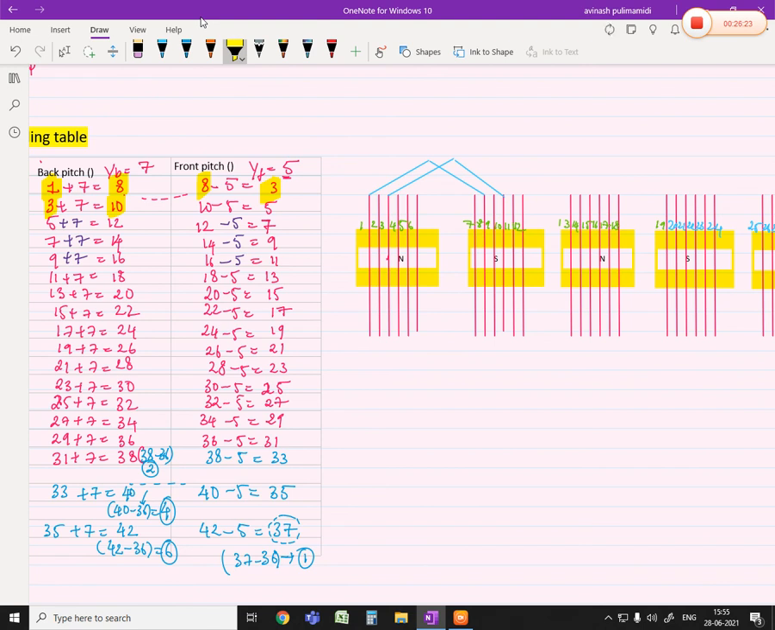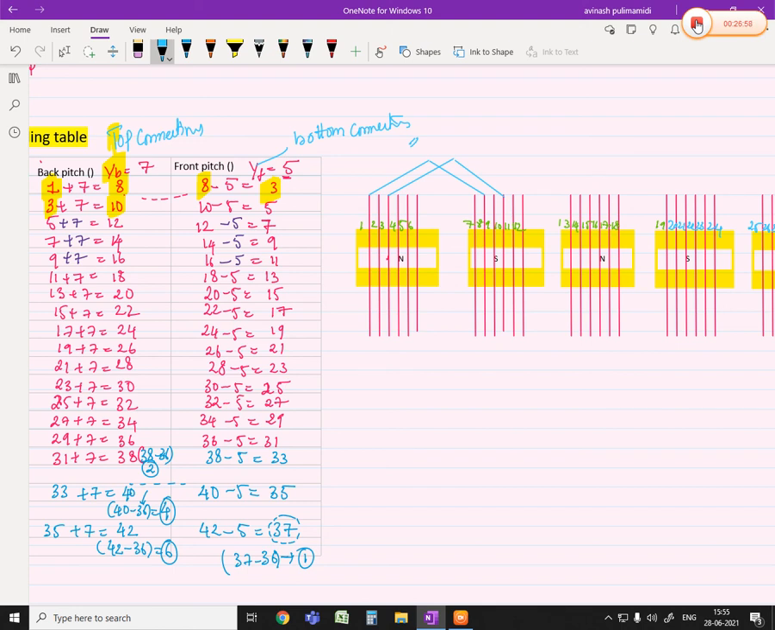Back end connections means these are the top connections. These will be the top connections and these are the bottom connections. Okay, hope you understood. This way the complete winding diagram will be carried out.